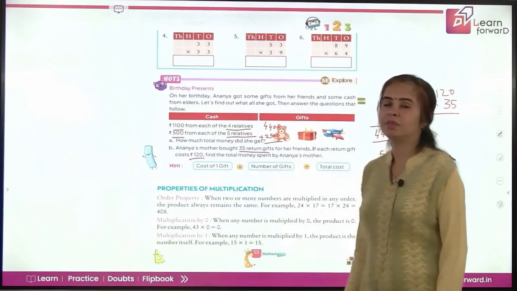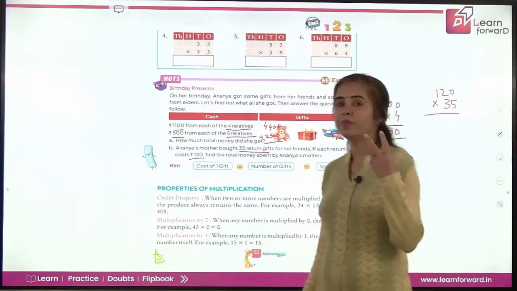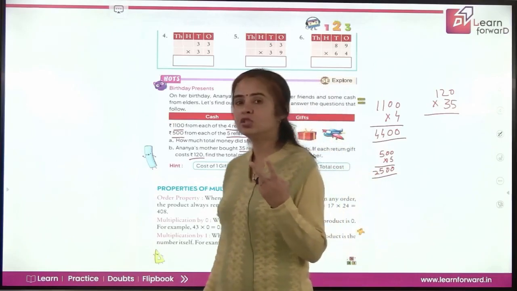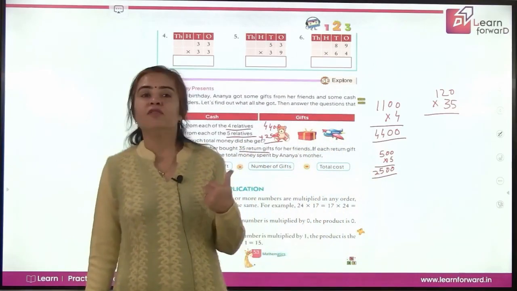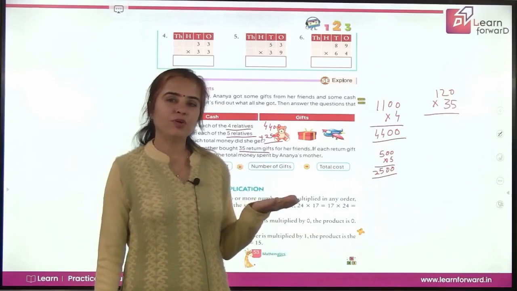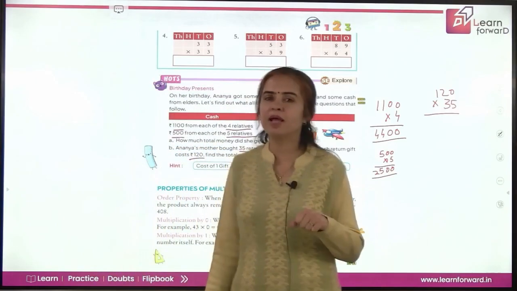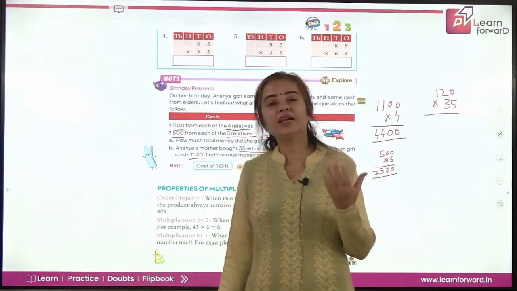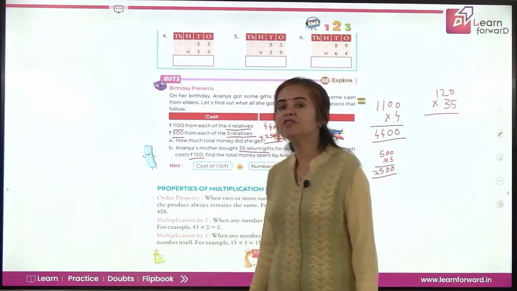Properties of multiplication. We have already learned 2 properties of multiplication in grade 2. Let's quickly recall. When you multiply any number by 0, what do you get? 0. And when you multiply by 1, what do you get, children? You get the same number. Perfect. Now we have some more properties.